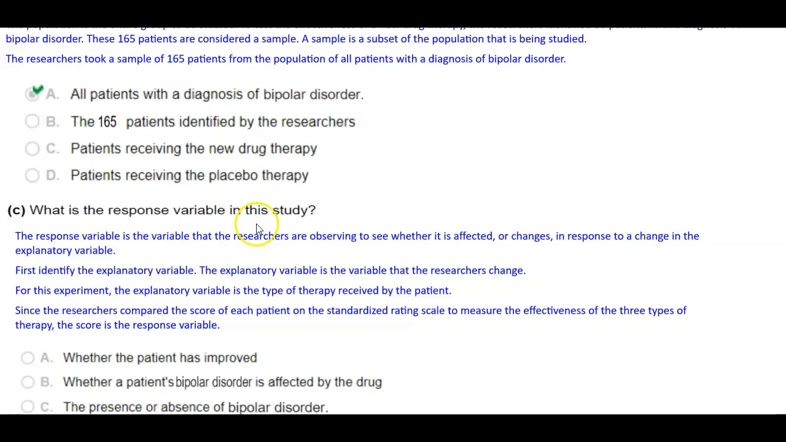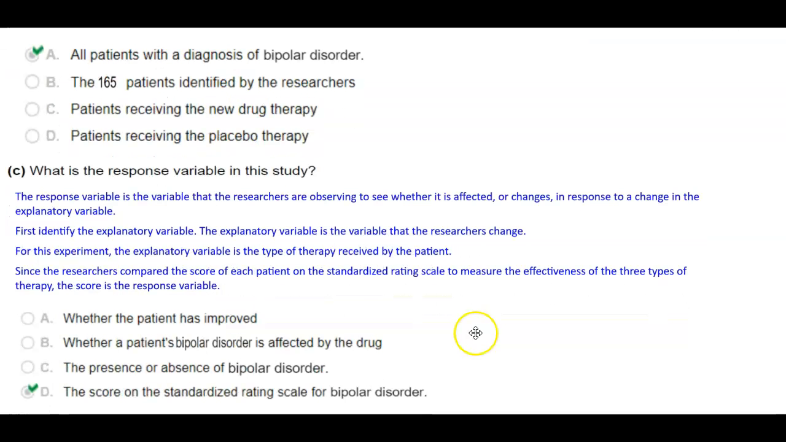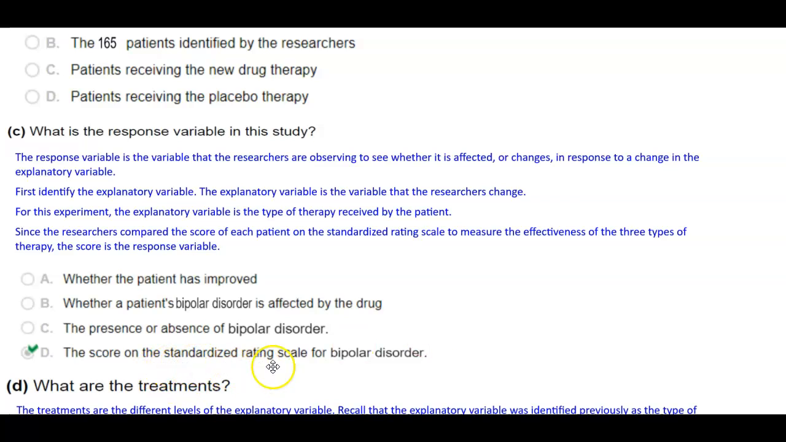Part C, what is the response variable in the study? Well, the response variable is the variable that the researchers are observing to see whether it is affected or changes in response to a change in the explanatory variable. First, we identify the explanatory variable. The explanatory variable is the variable that the researchers change. For this experiment, the explanatory variable is the type of therapy received by the patient. Since the researchers compared the score of each patient on a standardized rating scale to measure the effectiveness of the three types of therapy, the score is the response variable. So the score on a standardized rating scale for bipolar disorder.